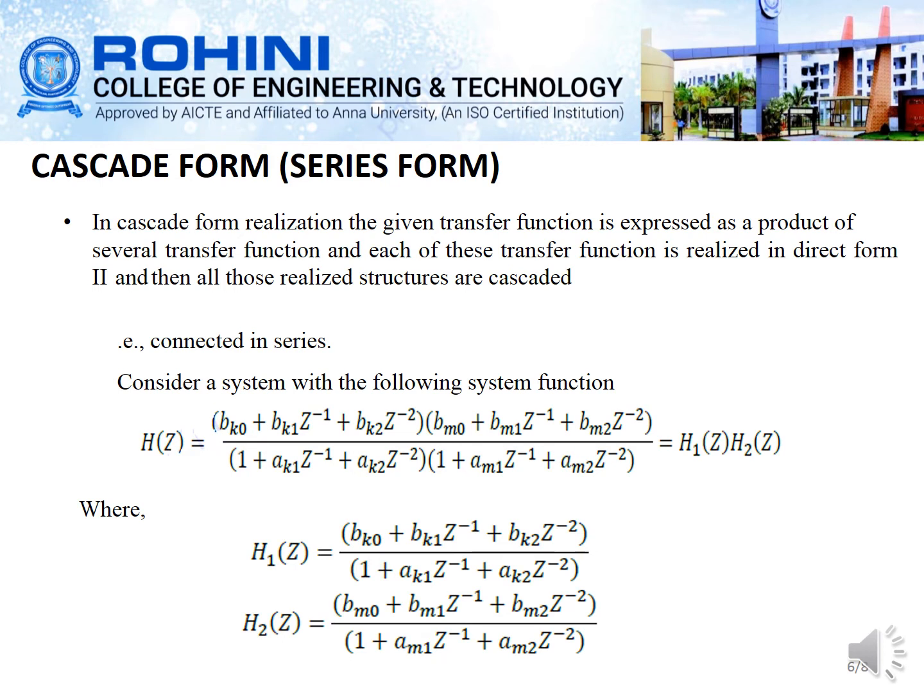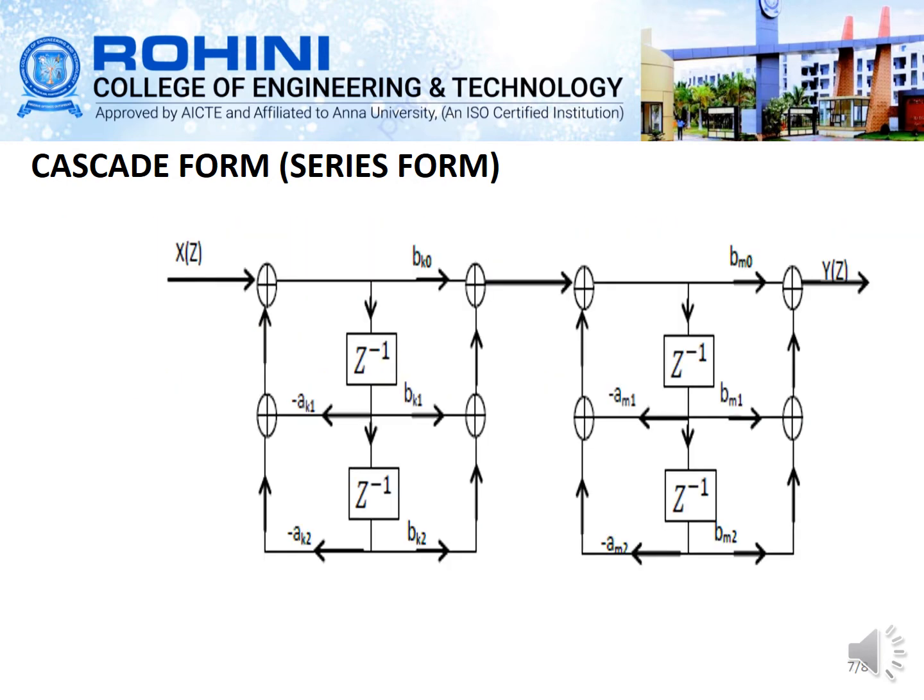And finally we connect these direct form 2 structures. Therefore, we get the cascade form, that is, this is H1 of z and this is H2 of z. Here each transfer function, H1 of z and H2 of z, is realized by using direct form 2, and finally we connect the two, and therefore we get the cascade form realization.